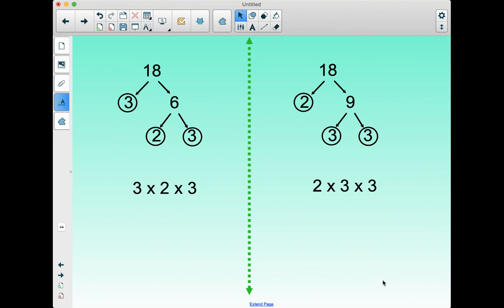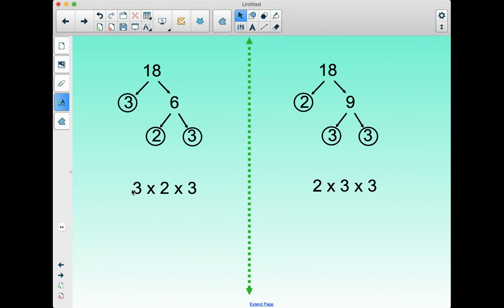Here's why I chose the number 18. On the left is the way I solved it in this video. However, on the right-hand side, I also know that 2 and 9 are factors of 18. So if I were to use 2 and 9 instead of 3 and 6, the 2 is a prime number, so I'm going to circle it, and 9 can be broken down into 3 times 3. Because 3 is a prime number, I can stop, circle them, and I'm done.